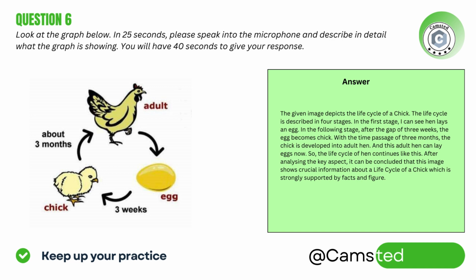With the time passage of 3 months, the chick is developed into adult hen. And this adult hen can lay eggs now. So, the life cycle of hen continues like this. After analyzing the key aspect, it can be concluded that this image shows crucial information about a life cycle of a chick, which is strongly supported by facts and figure.